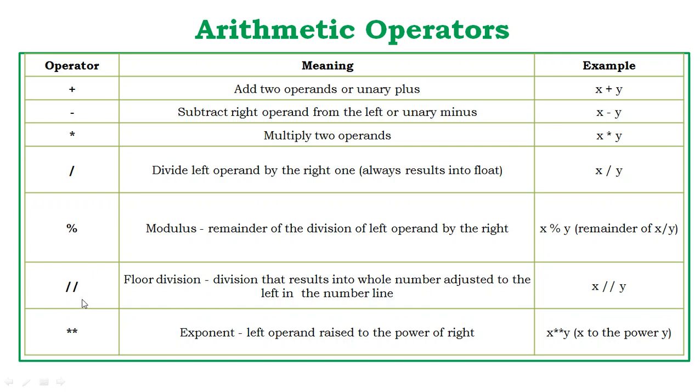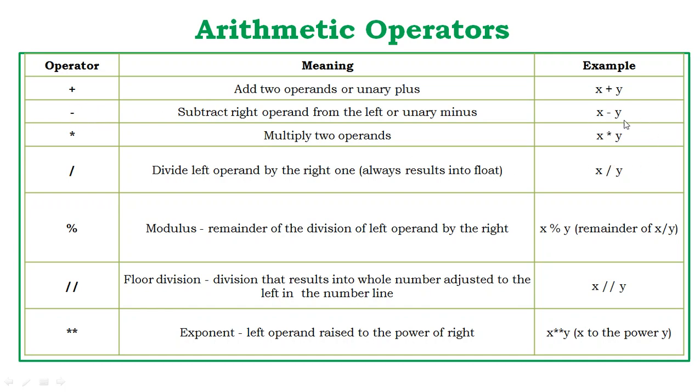What is the meaning of double slash? We will do this in practical. Then double star. Now what is the meaning of this positive sign? It can add two operands, or unary plus, like this: x plus y. X and y are variables, or you can say operands. These can be entered from the user side, or static contents for the explanation may be there.